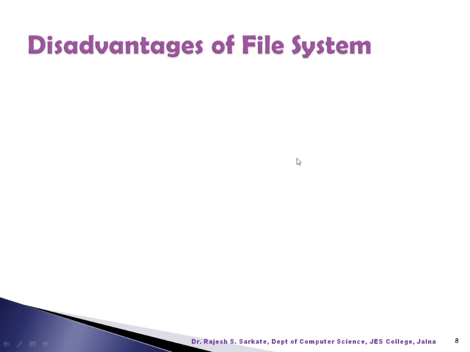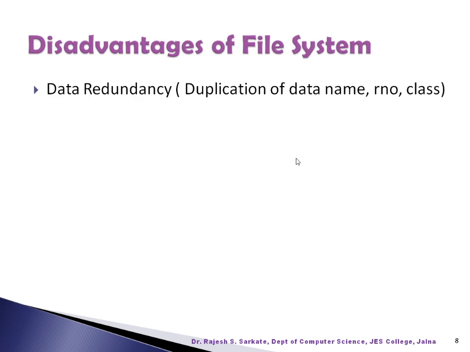Now these are some disadvantages we already discussed, but technically we are going to see these words. What are the disadvantages of the file system? Data redundancy. Now listen carefully. Data redundancy is one of the terms which is mostly used in database management systems. What is data redundancy? Duplication of data. What do you mean by data redundancy? Duplication of data in different files.